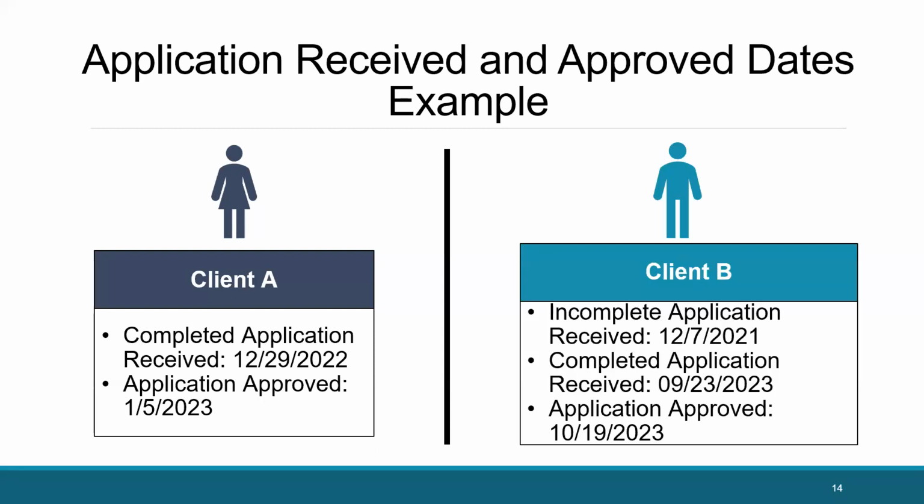But let's look at client B. Client B submitted a partially completed application on December 7th, 2021, which is about 2 years ago, but it was never completed. Now, a month ago on September 23rd, 2023, that same client submitted a completed application, and this one was approved on October 19th, 2023. So in this case, September 23rd, 2023 would be reported as the application received date because that's when it was completed, and then October 19th, 2023 would be reported as the application approved date. Also, I want to point out that the incomplete application received in 2021 would not be reported in the ADR.